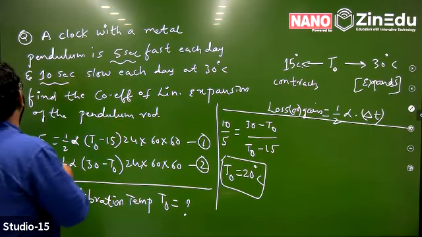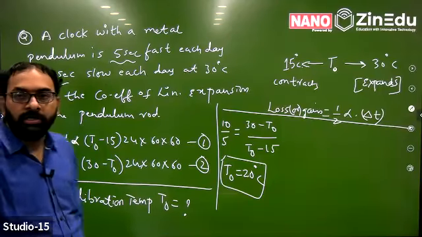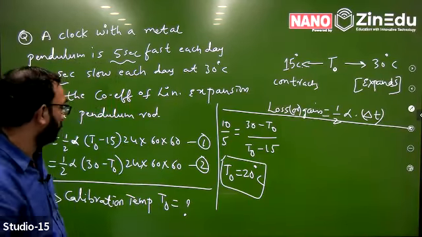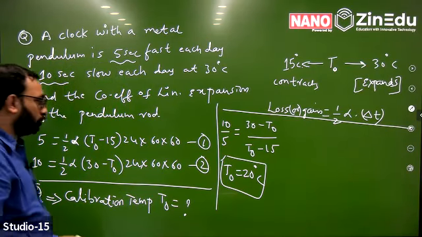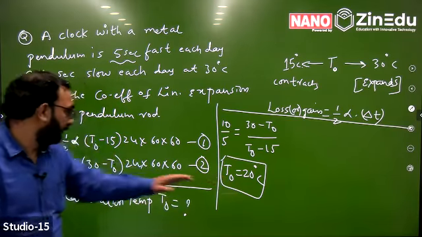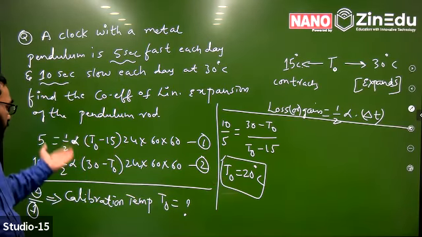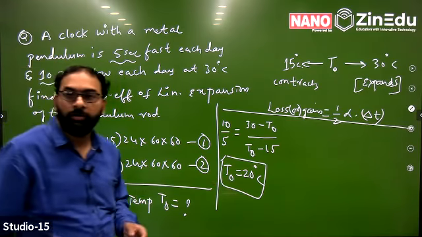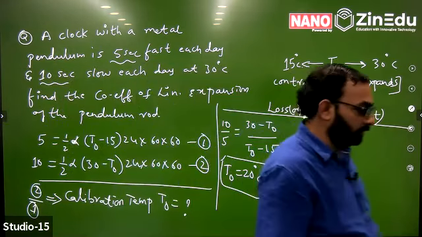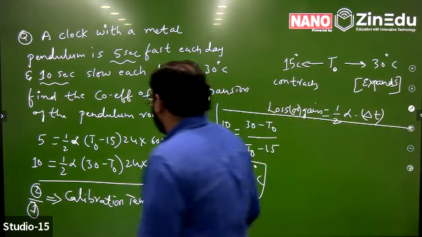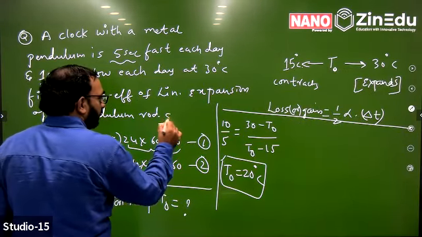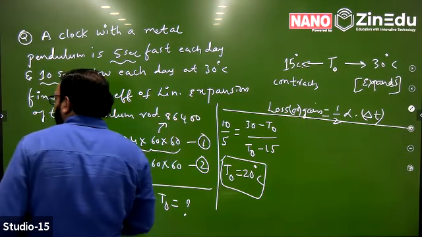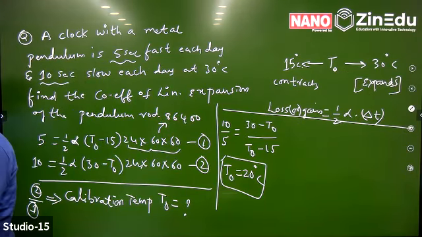Our actual question is to find out the linear expansion coefficient of the rod. Alpha we are supposed to calculate. So how to get alpha now? This 20, you can use this value, and in any one of the equations you can calculate the alpha value. And this 24 into 60 into 60, this value you will have 86400.